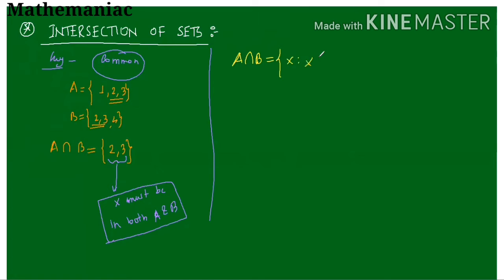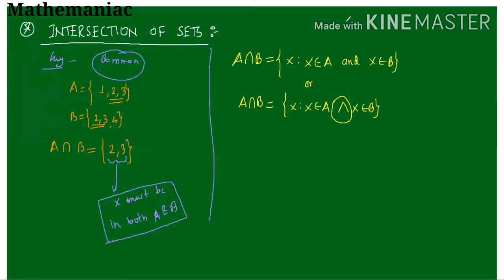So this time, if I give you the analytical symbolic definition, it will be: x such that x belongs to A. Earlier we wrote or, this time it will be and. And we have the symbol also. We can write x such that x belongs to A, then this symbol, x belongs to B. This is the symbol standing for AND.